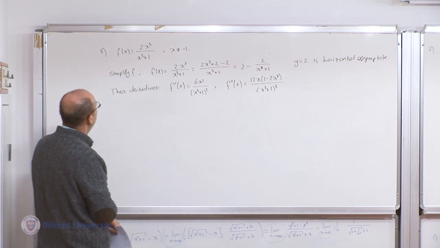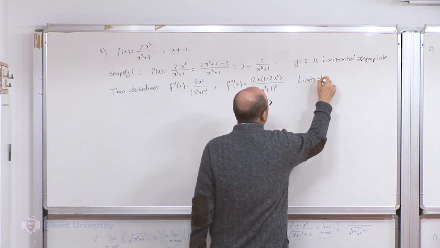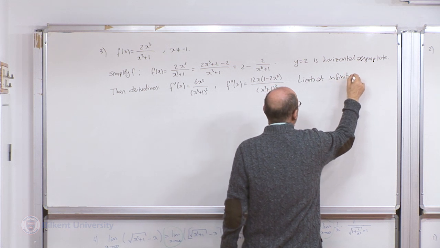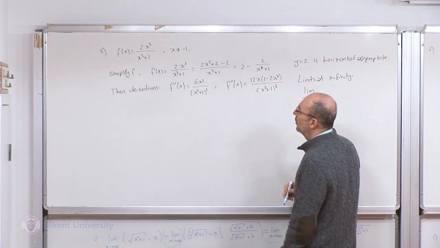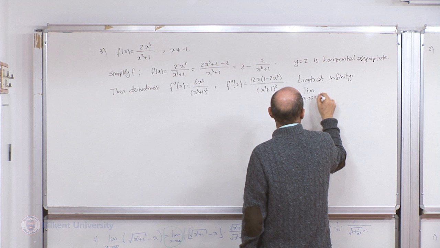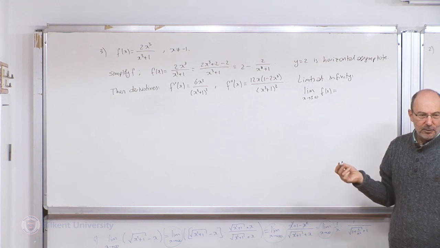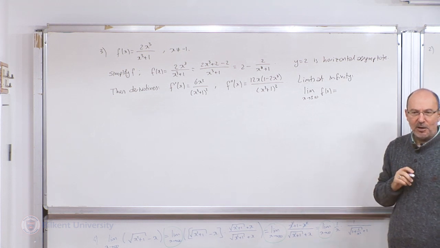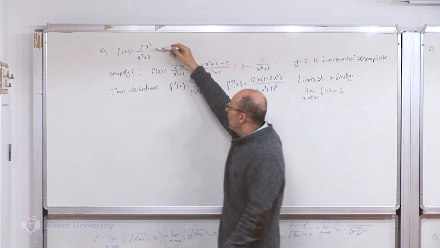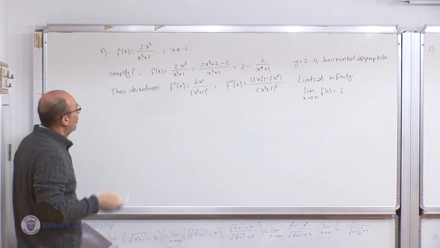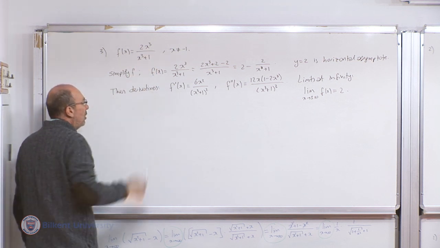And let us check the limits at infinity. So limit as x goes to, well, in this case it doesn't matter, we can take plus or minus infinity of f of x. What's the limit as x becomes larger and larger? 2. So these behave the same. Or divide everything by x cubed. You have 2 over 1 plus 1 over x cubed. This goes to 0. You have 2.